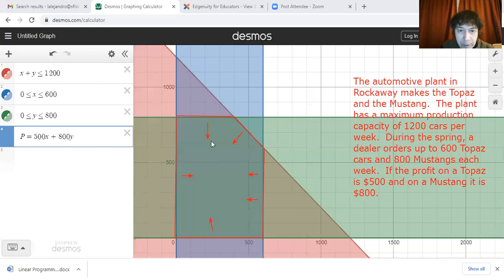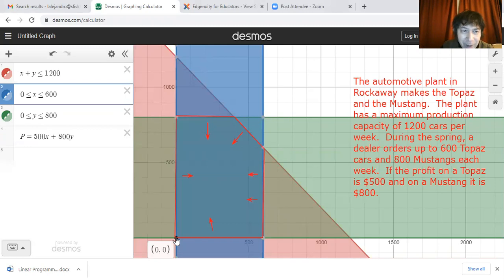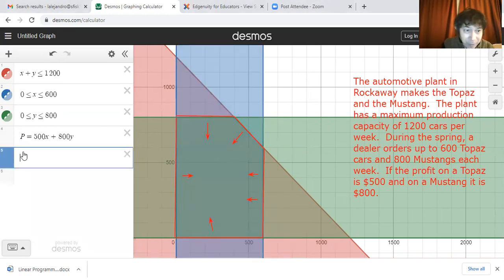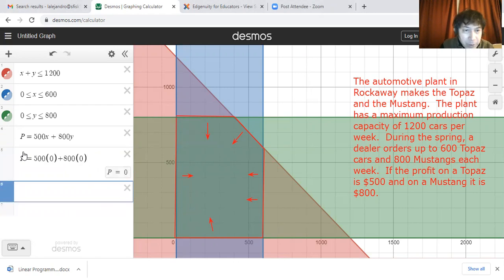So let us begin over here. It starts with 0 and 0. That means our profit there is 0. So if we use that 0, 0, this will be 500 times 0, of course, and this is 800 times 0. There.